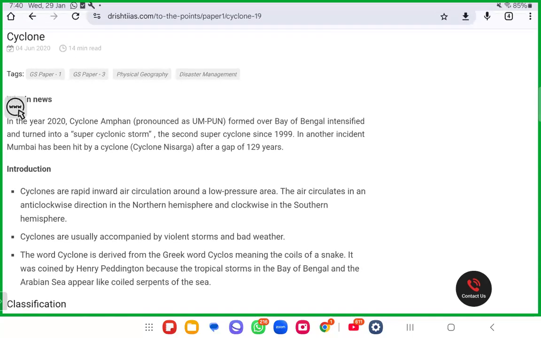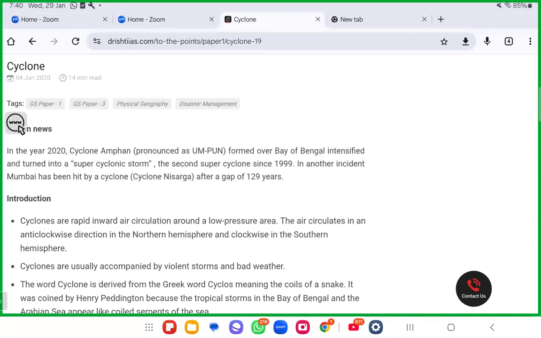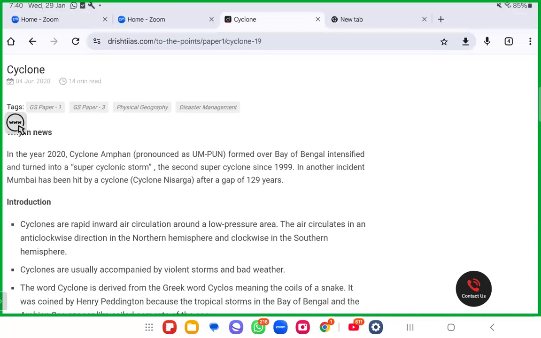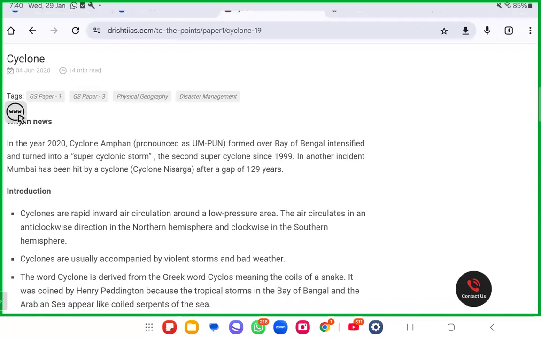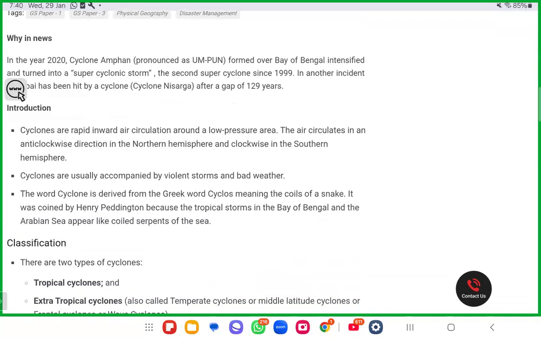So when you write anything about GS paper 2 or an essay, always try to put examples of recent events. That is why I told you to give importance to reports and indices. Like the 2020 reports of Amphan and Cyclone Nisarga. Okay, so here, can you see my screen?